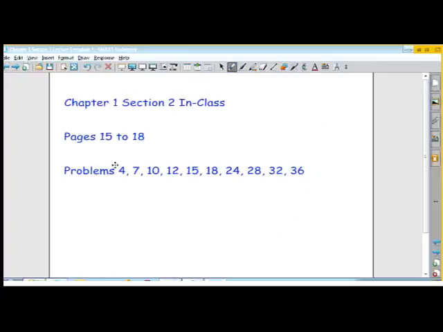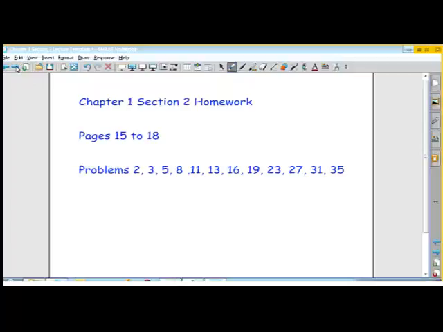Okay, sometimes I'll decide to do a few more problems out of your book, so don't write those down. I'm going to go ahead and give you the homework for section 2, which will be due not next Monday, because next Monday is Labor Day, but the following one. So it'll be next Wednesday. I'm not going to be in Monday.